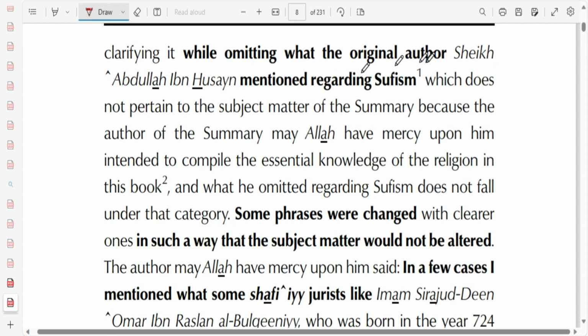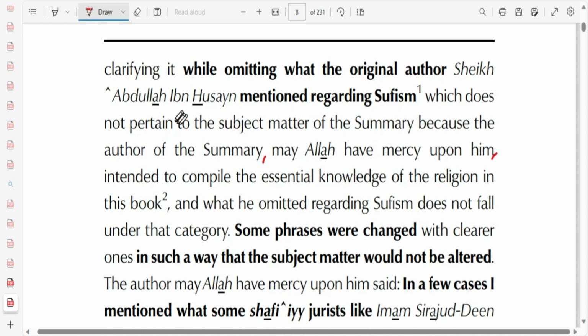Clarifying it while omitting what the original author, Shaykh Abdullah ibn Hussein, mentioned regarding Sufism, which does not pertain to the subject matter of the summary, because the author of the summary, may Allah have mercy on him, intended to compile the essential knowledge of the religion in this book. And what he omitted regarding Sufism does not fall under that category. Shaykh Abdullah omitted what was in the original book about Sufism.